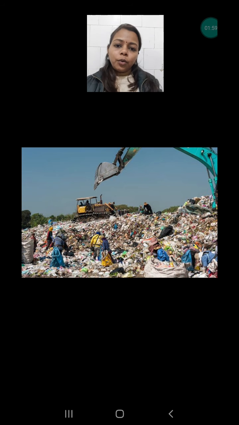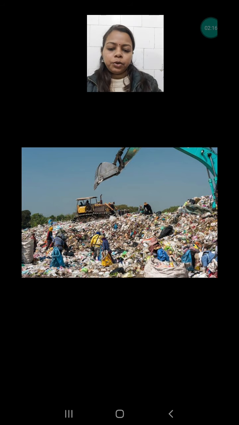That's why you are always advised not to use plastic. Okay, because plastic cannot decompose. That means it cannot mix with the soil and it will definitely pollute our land. So this is one of the major causes of land pollution.